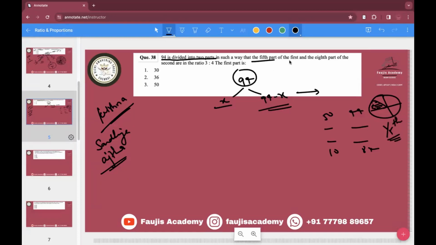Krishna. And of the first, and the eighth part of the second. Eighth part means 1/8. 1/8 is called the eighth part of the second. 1/5 of the first and the 1/8 of the second. These two are in the ratio of 3:4. Got the answer? Got the question, Krishna? Yes, sir. Yeah. Joel.